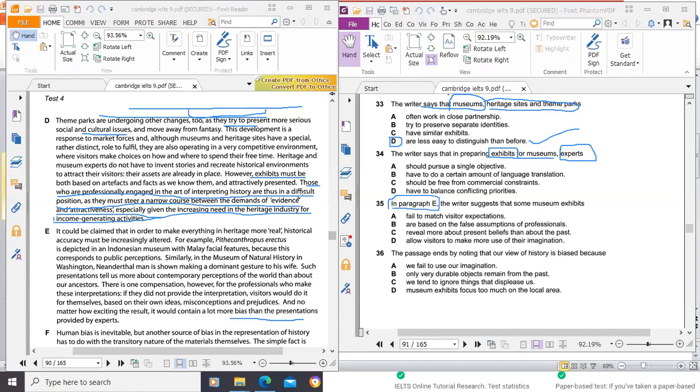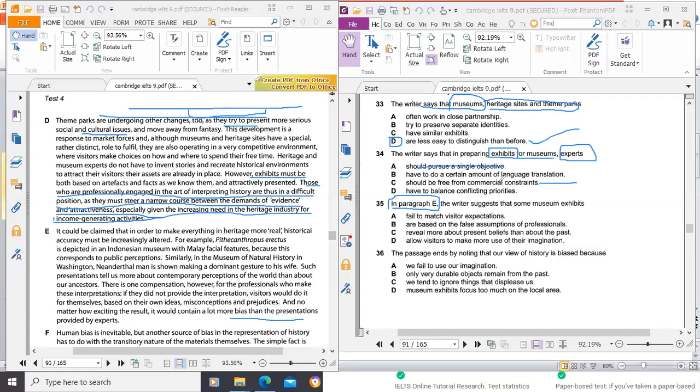So let's look at what it has to say. Regarding preparing exhibits, experts should pursue a single objective. No, we didn't come across this. Have to do a certain amount of language translation. We are not quite sure, nothing like that. Should be free from commercial constraint. Now, this one has elements of what is in the passage, but do they mention should be free? So no.